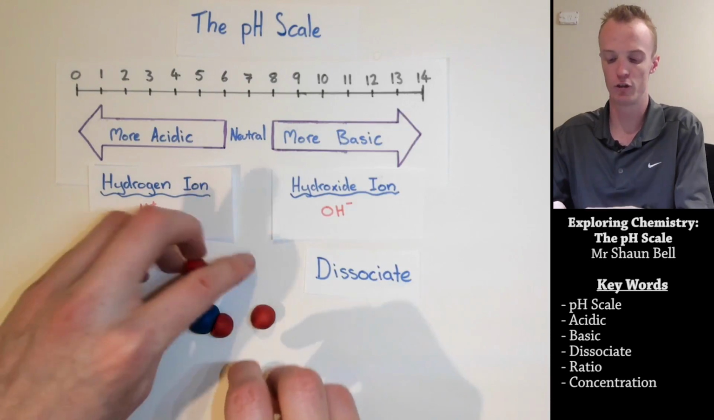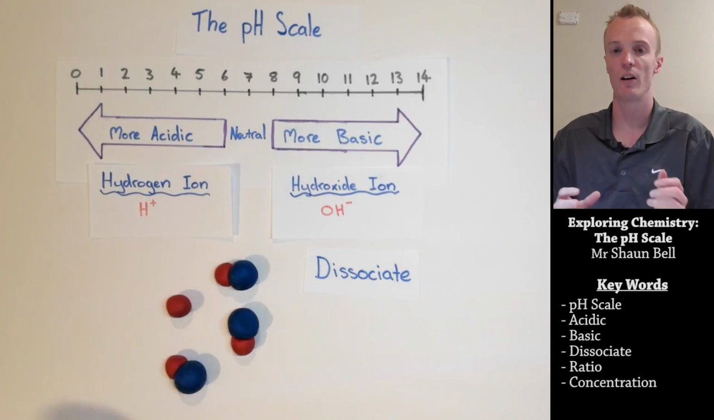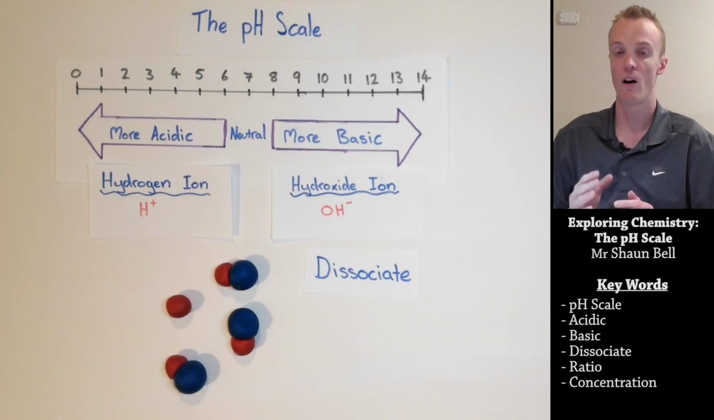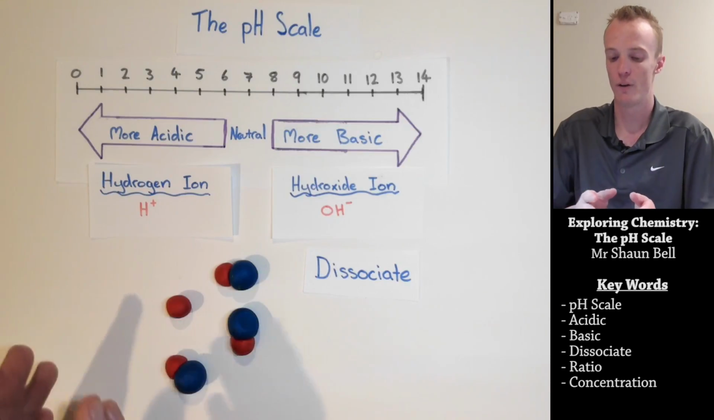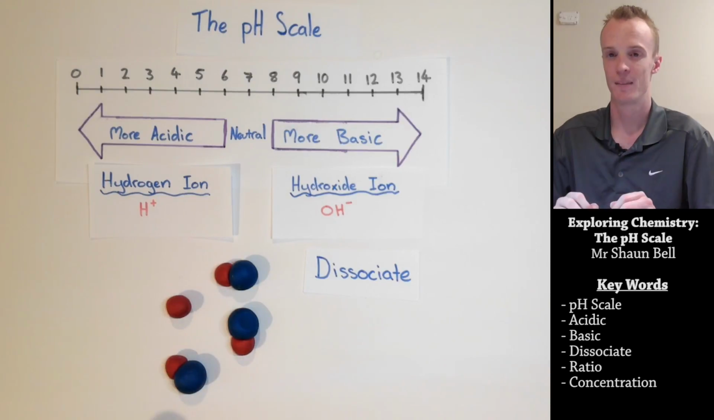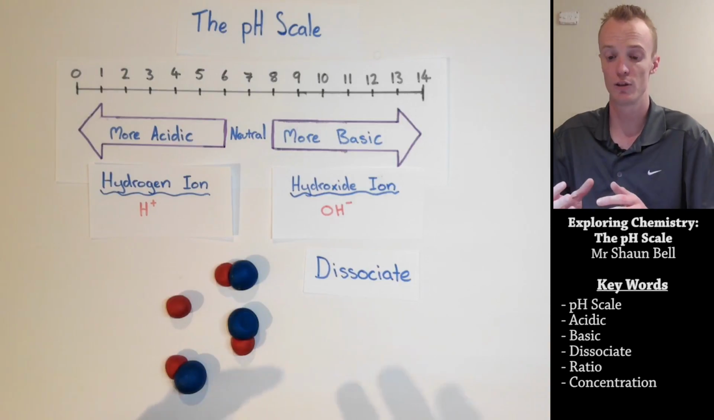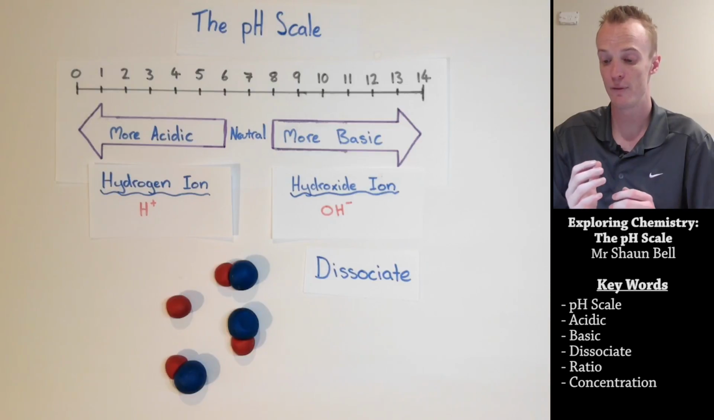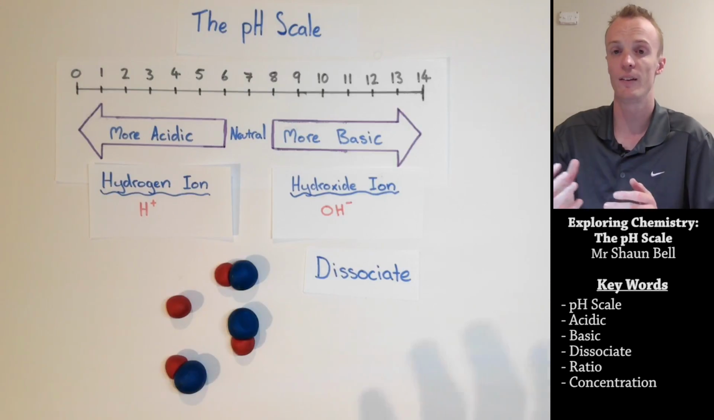However, a basic solution is the complete opposite. If we were to have more hydroxide ions in our solution, it would have a higher pH and hence be considered to be more basic. So when we talk about this pH scale, it's simply a reading of the ratio of hydrogen ions we have compared to the ratio of hydroxide ions. If a solution is to have more hydrogen ions compared to hydroxide ions, the solution is more acidic. However, if a solution has more hydroxide ions compared to hydrogen ions, then the solution is considered to be more basic.